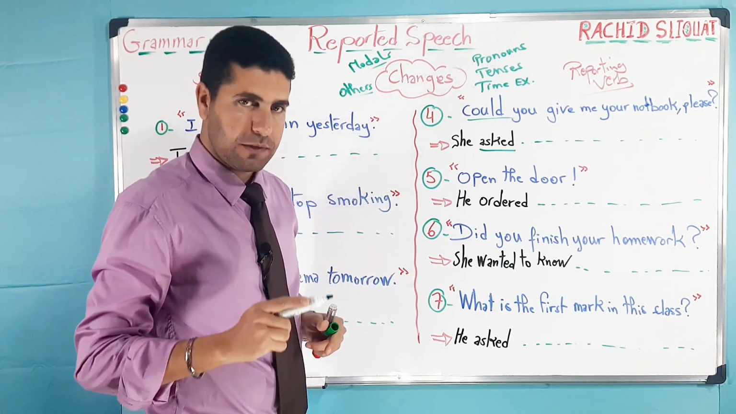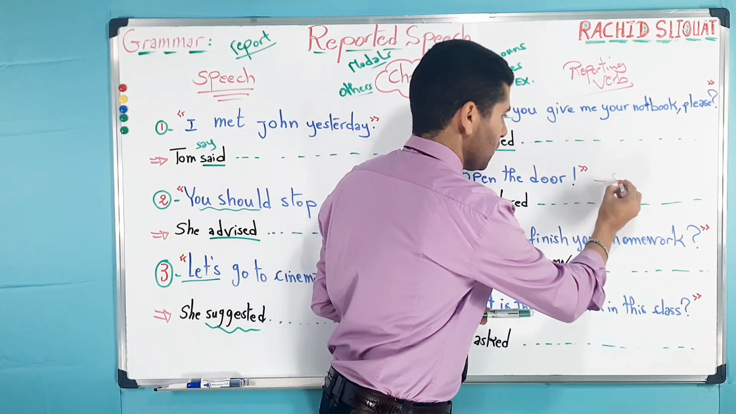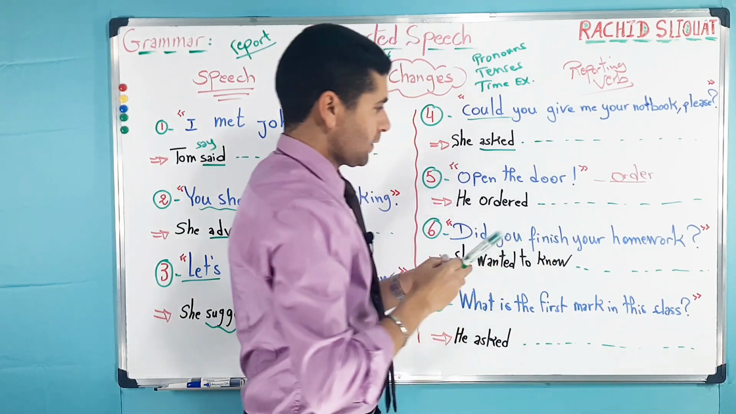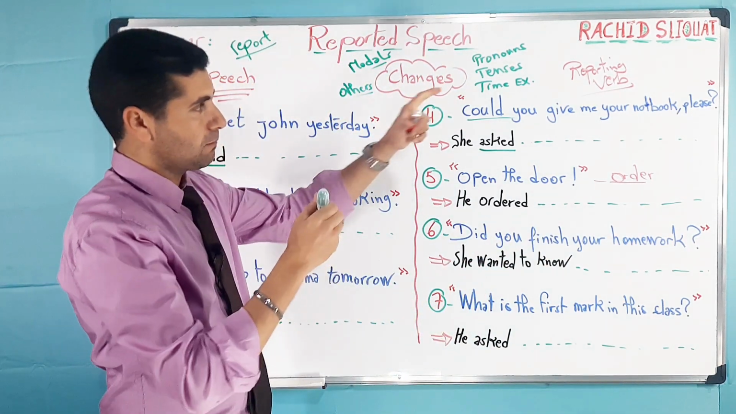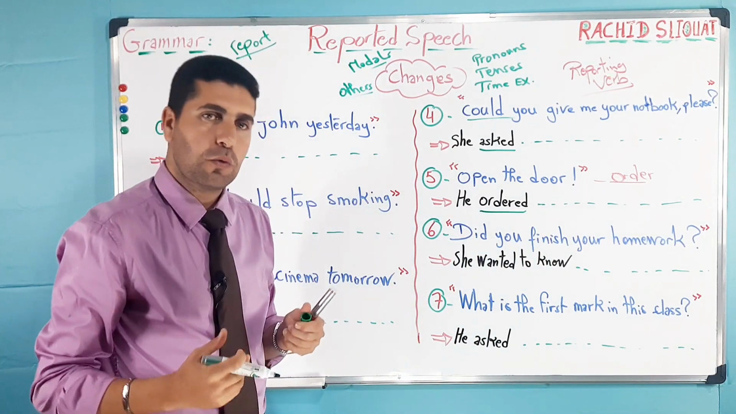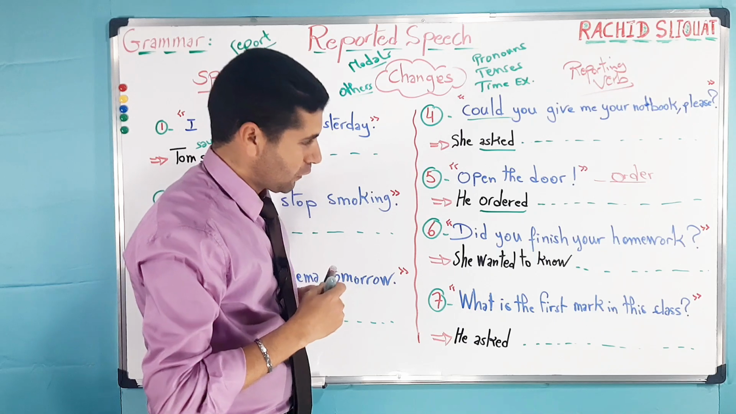Open the door. What is this? This is very simply an order. We can say it is an order. The reporting verb is very simply ordered. We can also say ordered, or we can say tell. The past is told.